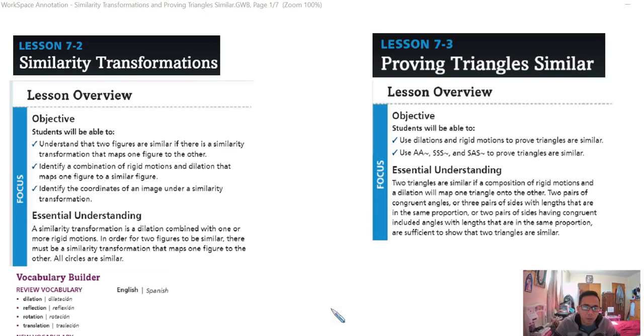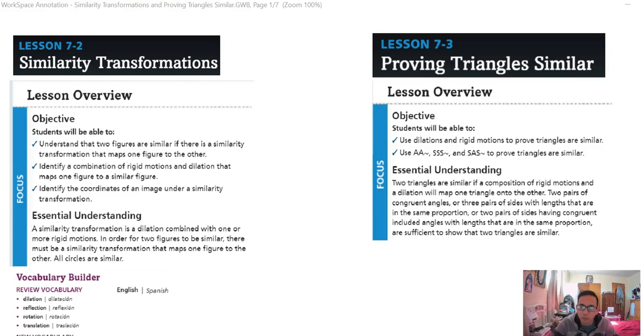Use angle, SSS, and SAS to prove triangles are similar. Our essential understanding is that two triangles are similar if and only if a composition of rigid motions and a dilation will map one triangle onto another. Two pairs of congruent angles, or three pairs of sides with lengths in the same proportion, or two pairs of sides with lengths in the same proportion that include congruent angles, are sufficient to show that the two triangles are similar. All right, so that is our objective and essential understanding for this topic in this video.